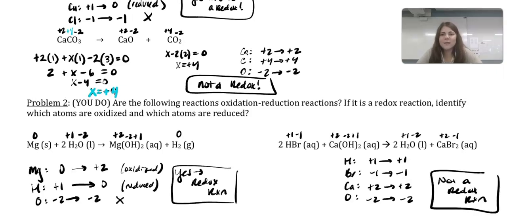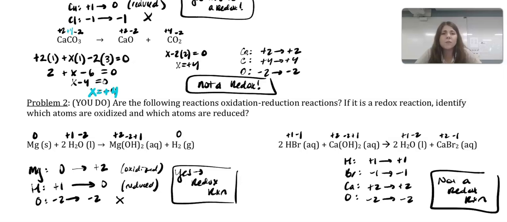So in the first example, you can see that the magnesium went from 0 to +2. That's considered oxidized. And the hydrogen went from +1 to 0. That would be our reduced. So this is a redox reaction. And then in the other example, you will see that everything ended up staying the same on either side. This would be an example of not a redox.